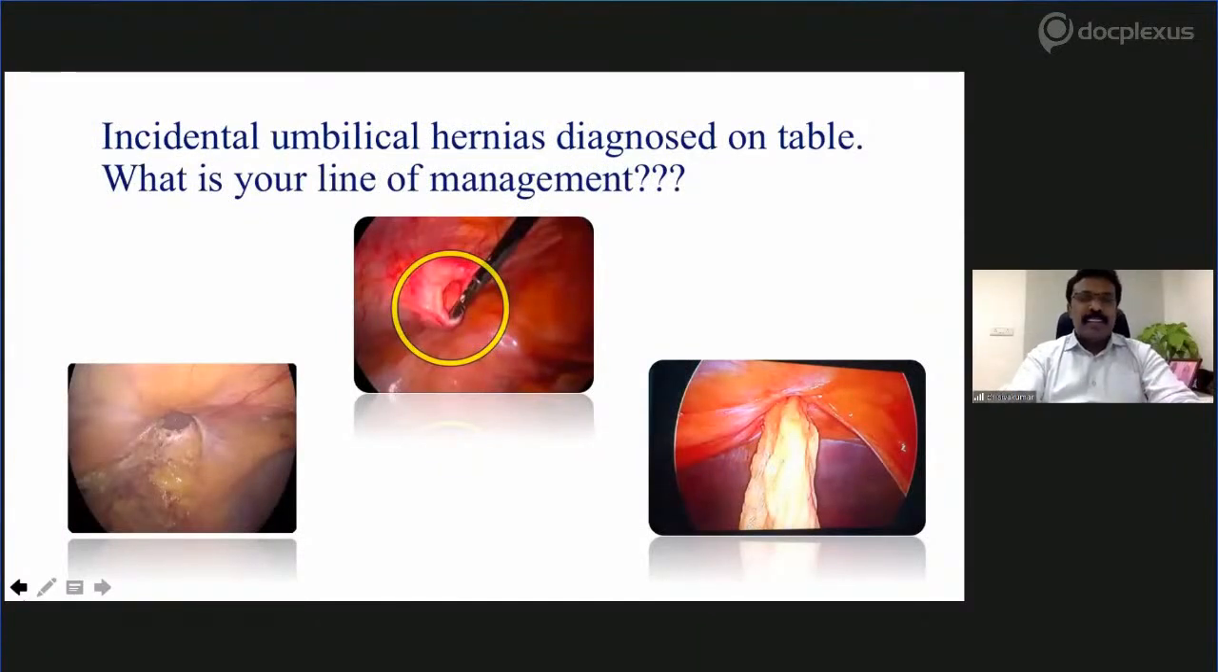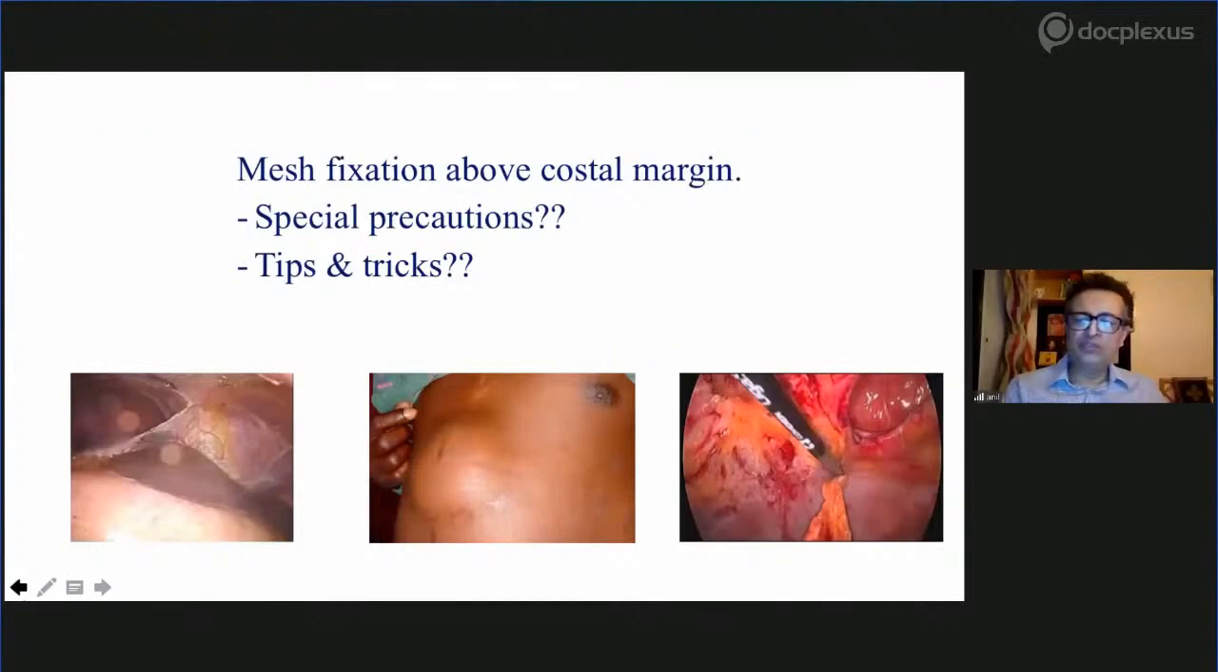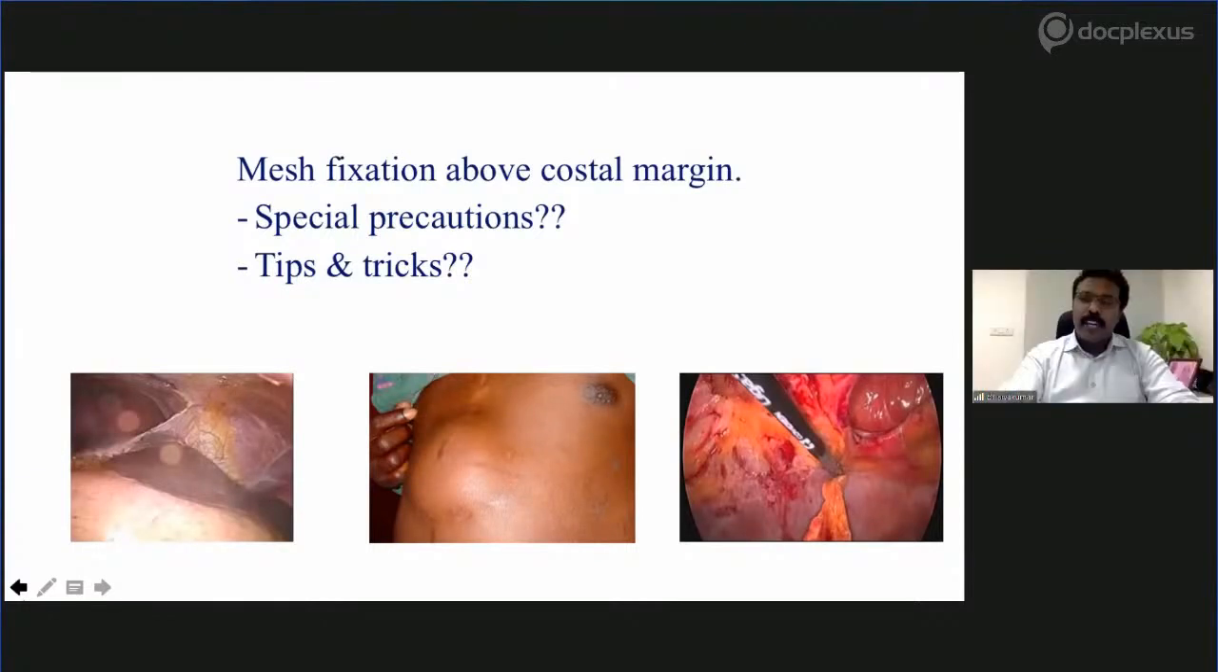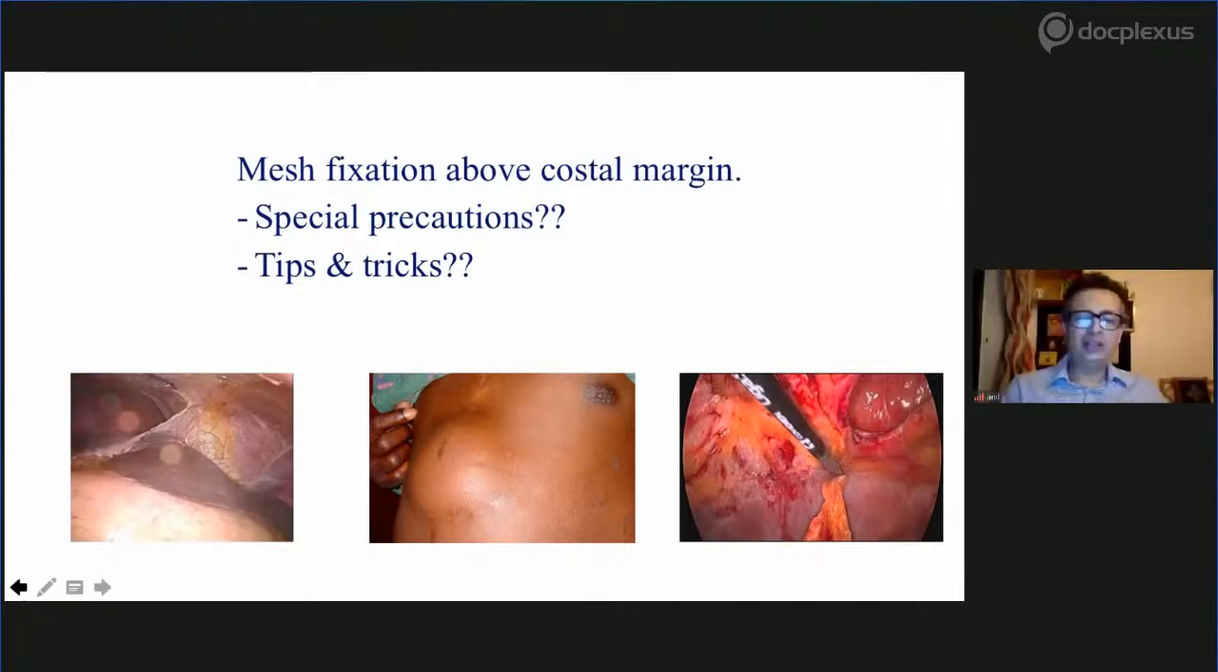So for certain, no penetrating fixation above the costal margin, right at the costal margin, but beyond that, on the chest wall, one should not use a penetrating fixation at all.